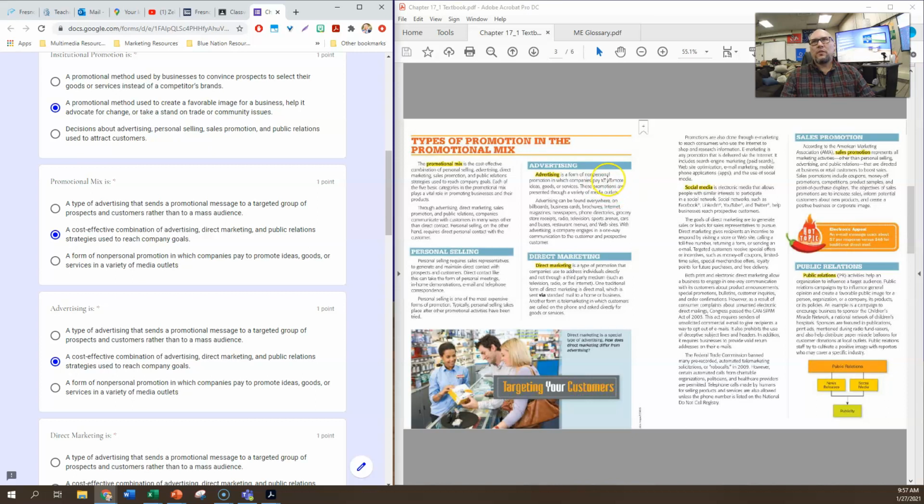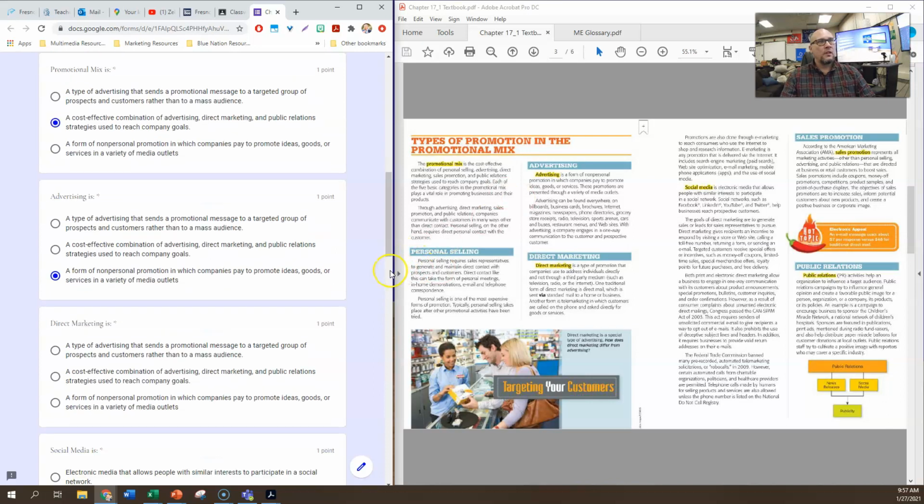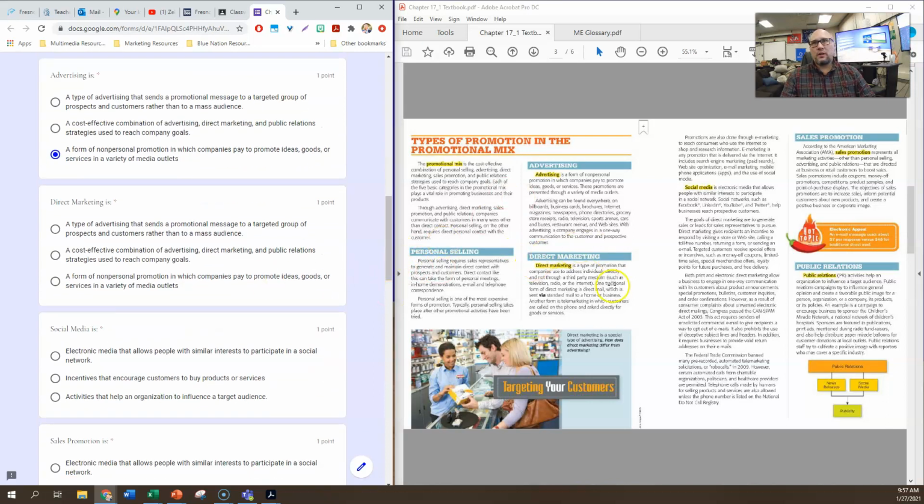Advertising, form of non-personal promotion. Okay, so we found that just by going to the section in the textbook. You're not even reading every word yet, we're just going through definitions. Direct marketing right here in this section. So we're looking at direct marketing, and direct marketing is a type of advertising that sends a promotional message to a targeted group of prospects and customers rather than a mass audience.